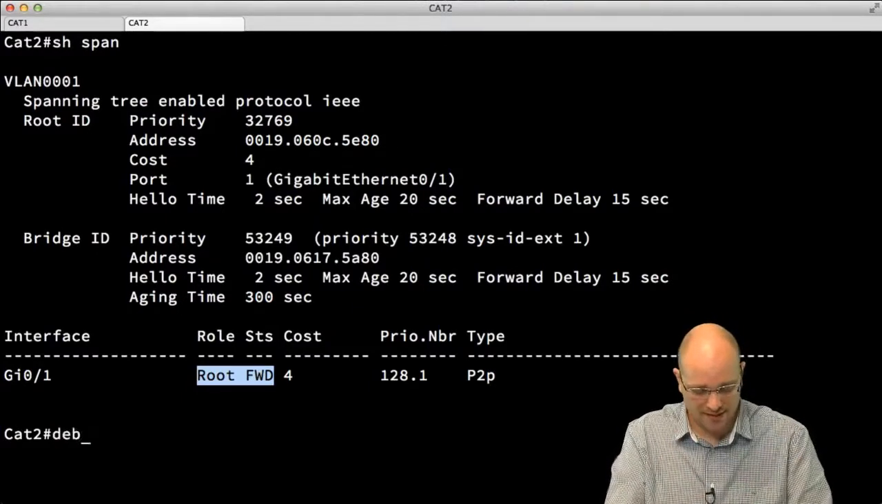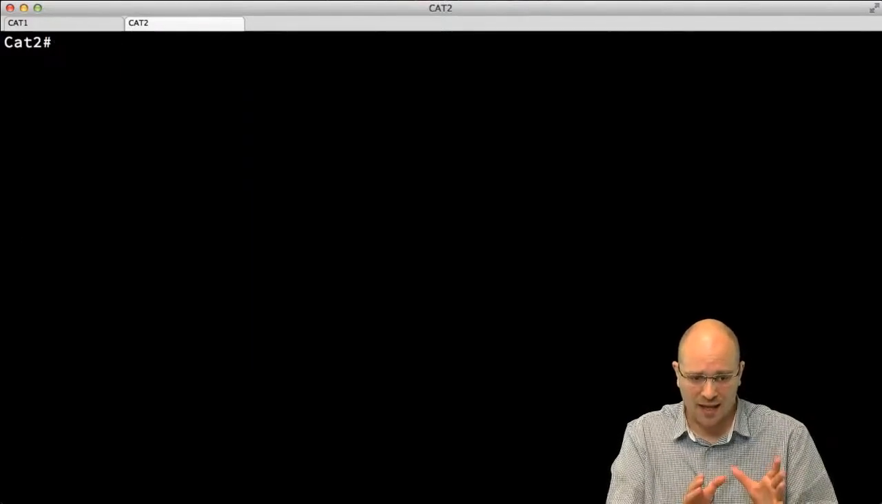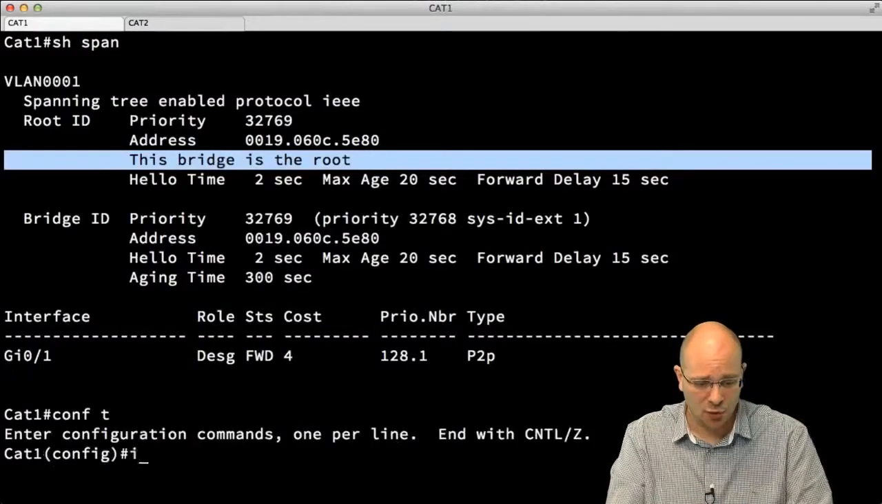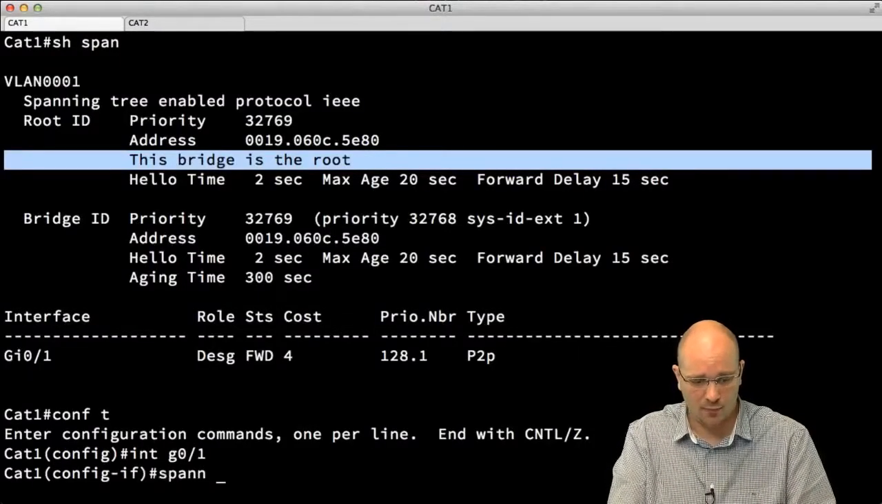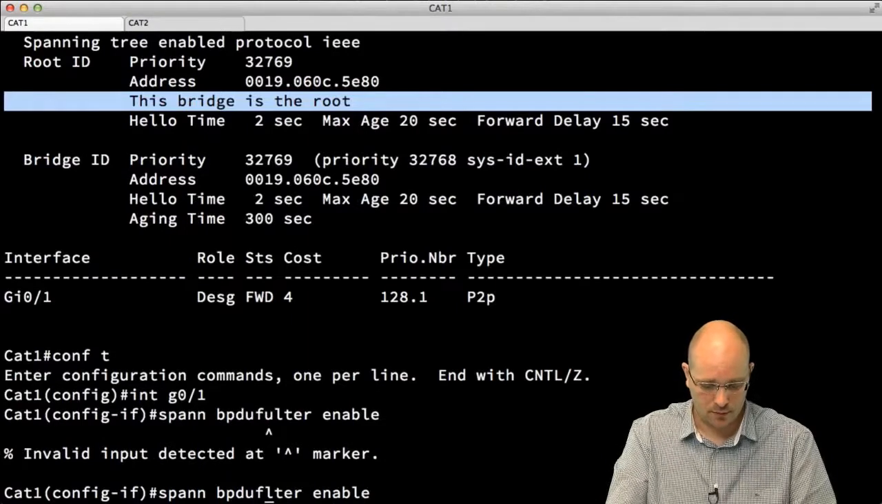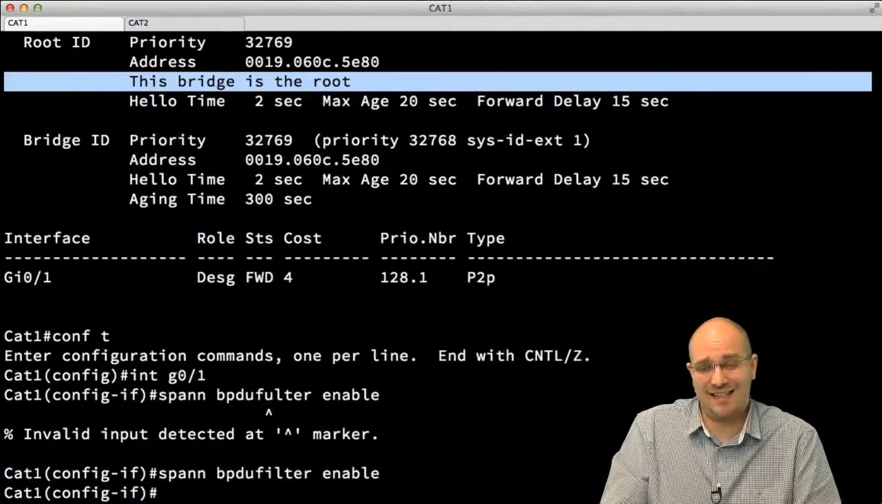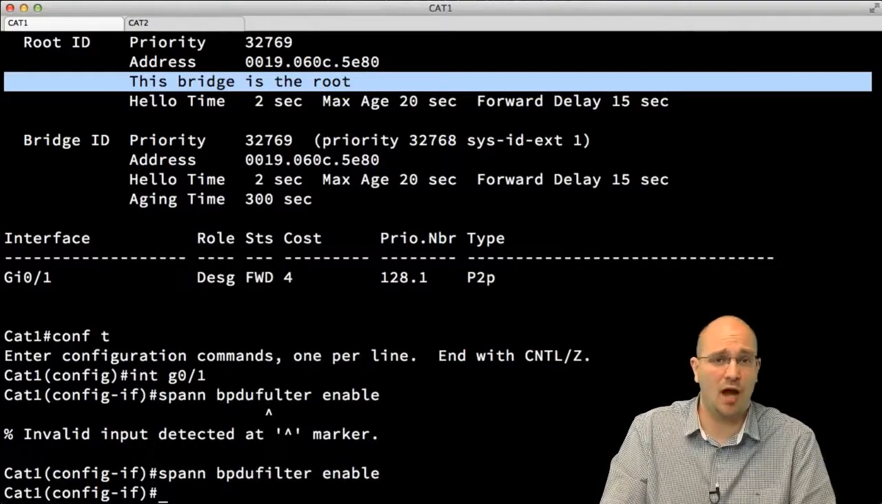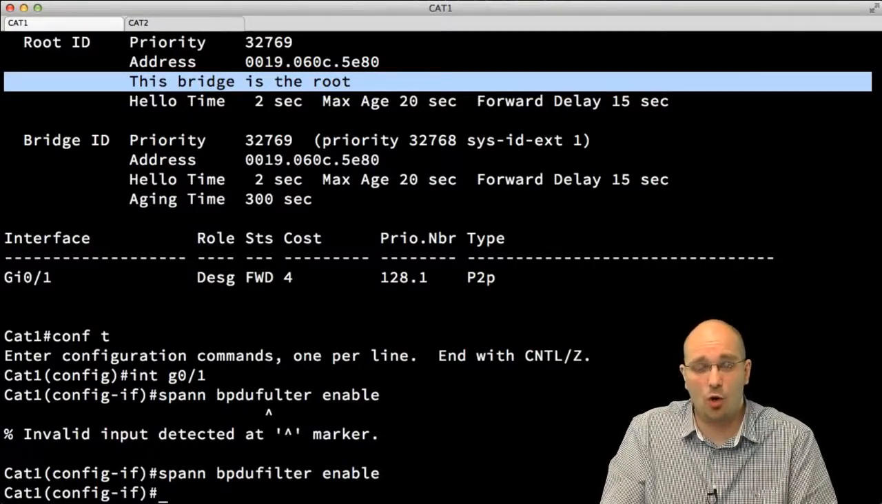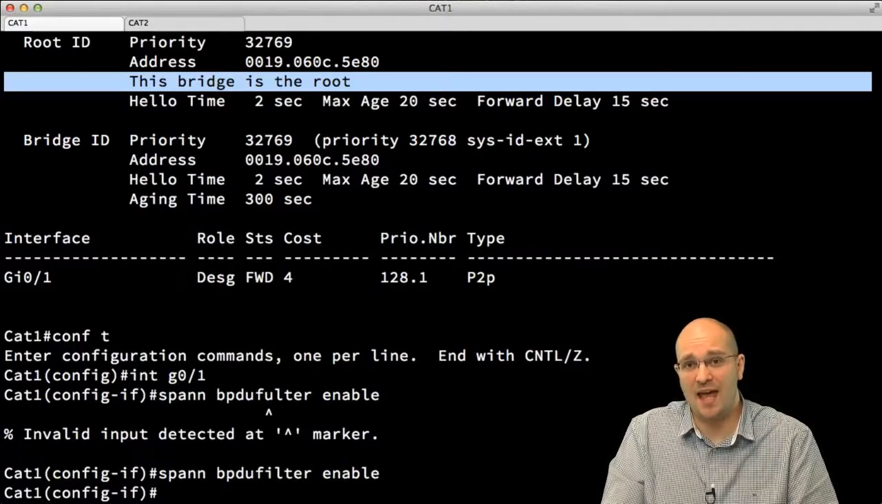What I'm going to do next is I'm going to enable debug spanning tree events on Cat2, and I'm going to go to Cat1 to gigabit interface 0/1, and I'm going to say spanning tree BPDUFilter enable. Now, what this command does is it enables the BPDUFilter unconditionally. Cat1 on gigabit 0/1 is not going to be transmitting any BPDUs, and it's going to be rejecting any incoming BPDUs that it receives.